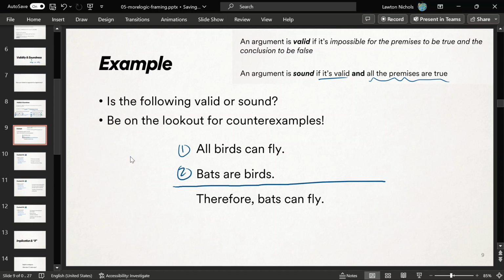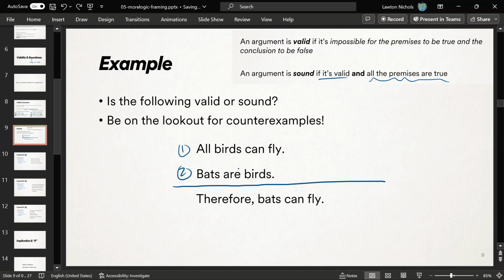All right, so remember that it's not sound if you can find like a counterexample, so be on the lookout for those. So let's see if it's valid first, because if it's not valid, it's nothing, right? All right, so all birds can fly. First one, first premise. Assume that. Bats are birds. Assume that, all right? Does the conclusion follow?